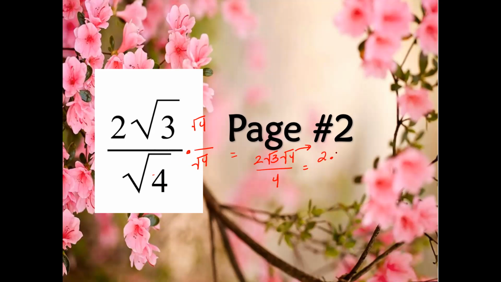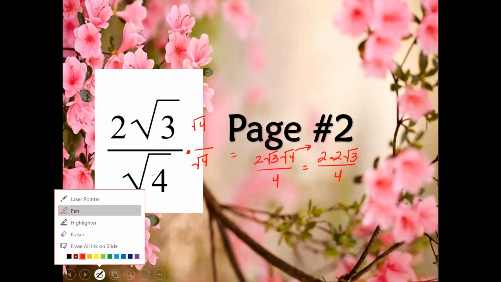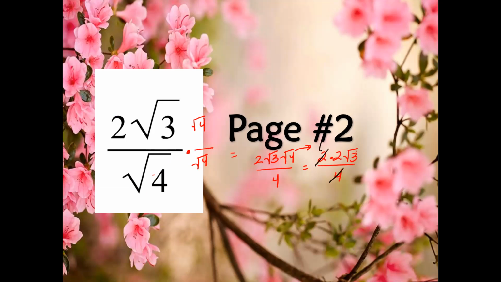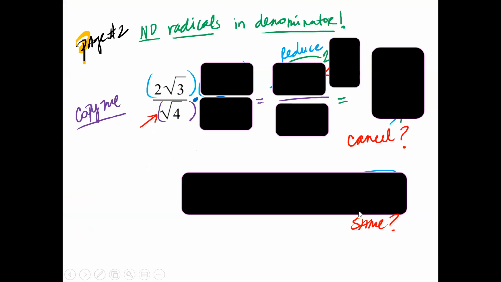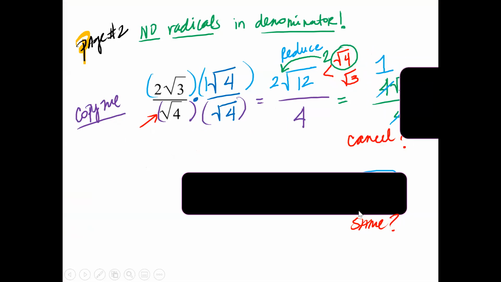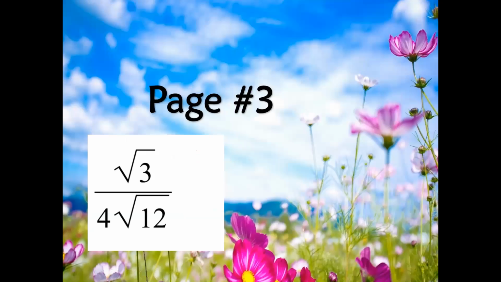So you have a 2 times square root of 3 over 4. So then what you can do is that 2 and the 4 cancel. You get 1 over 2. So you have 2 square root of 3 over 2. This part and this part cancel, which then just gives you a square root of 3. And that is your answer. All right, let's take a look at the next one.